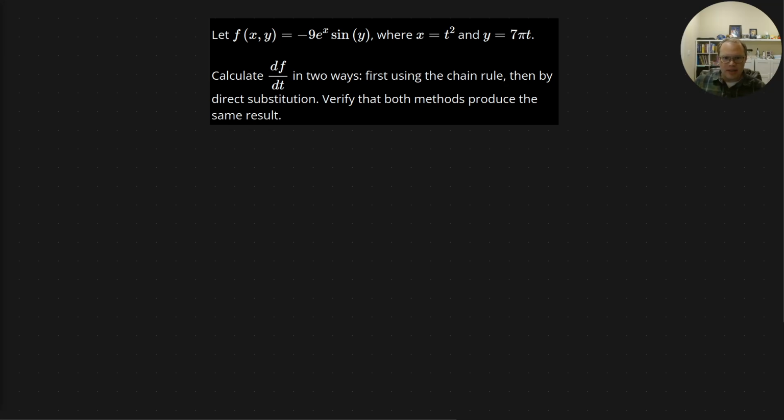Let's take a look at an example. So here we have a function f of x y equals negative 9 e to the x sine of y. But x and y we are going to treat as functions of t. So we want to find the derivative of f with respect to that variable t in two different ways. Now we're first going to use that multivariate chain rule, and then we're going to do direct substitution. Both ways should produce the same result. Okay, so let's use the chain rule first.